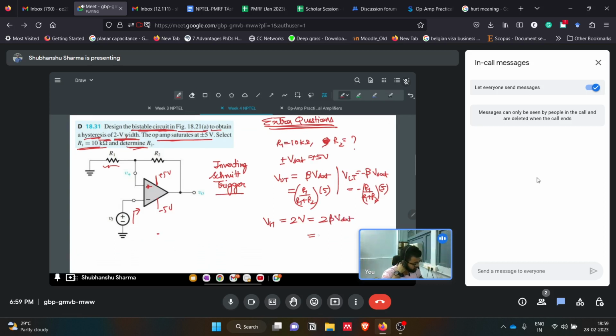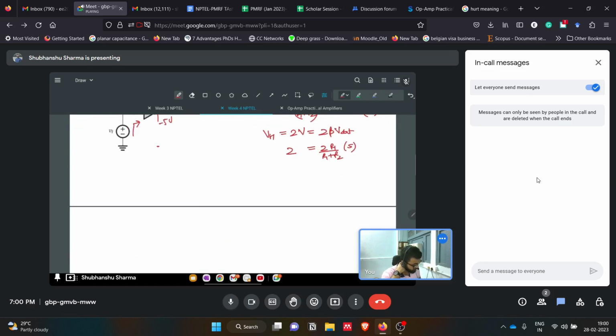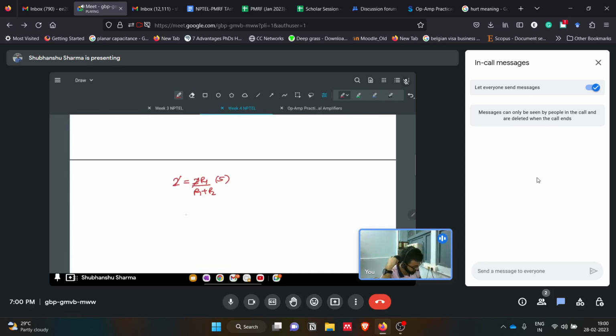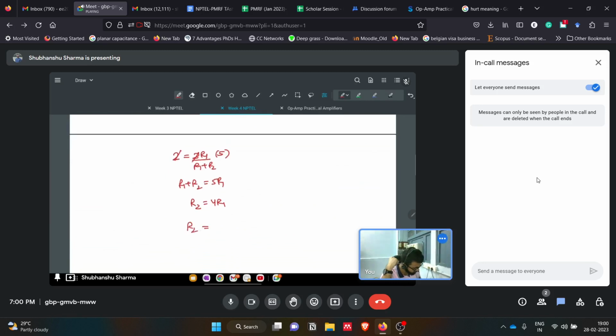So 2 equals 2 R1 upon R1 plus R2 into 5. From here, if we calculate, 2 will get cancelled. R1 plus R2 equals 5 R1. We get R2 equals 4 R1. We know R1, so what will R2 be? It is 4 into 10k, that is 40 kilo.